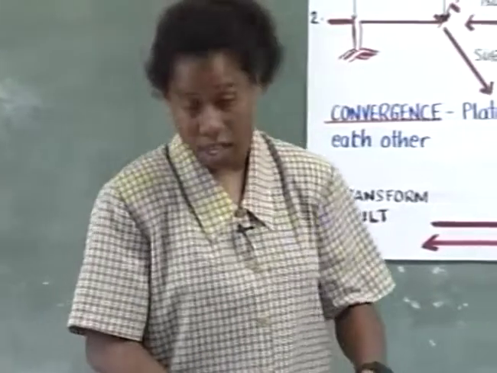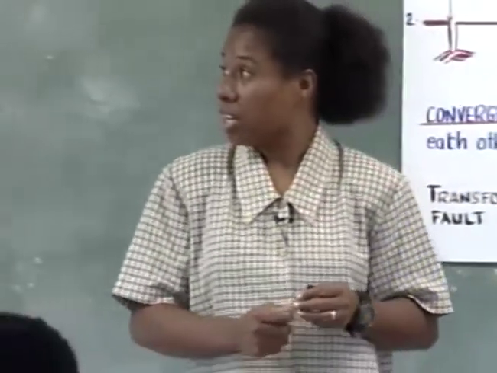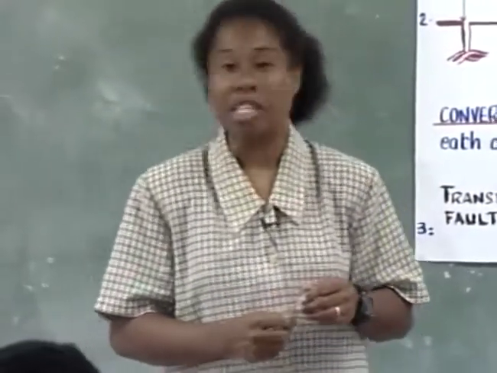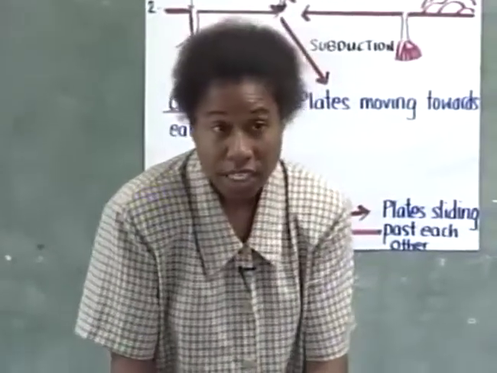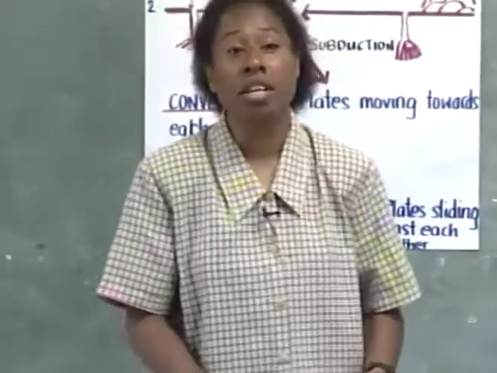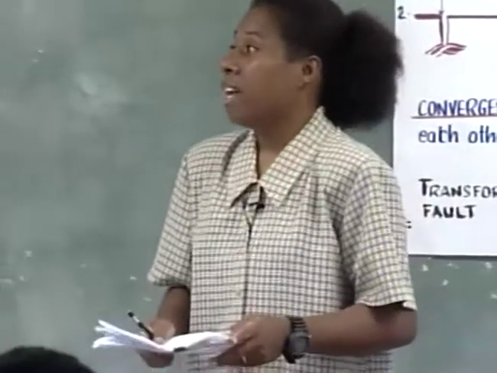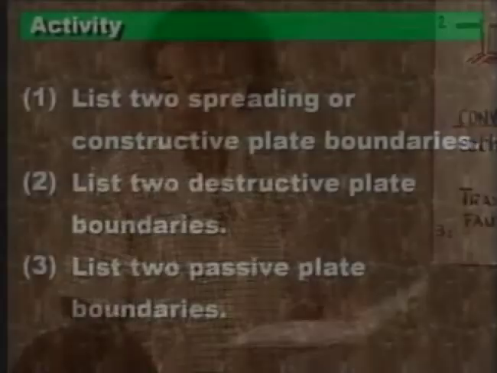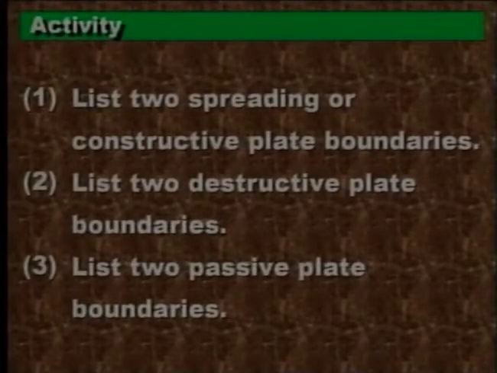Okay, let's go on to the correction now. We'll look at the first one. At least two spreading or constructive plate boundaries. Terence, can you give me the answer you had for activity number 1? Two constructive or spreading plate boundaries.